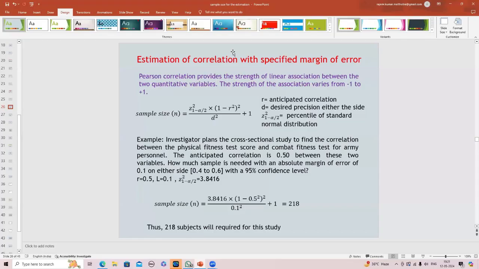Yes, anybody? Sir, I have a question, sir. Supposing we are taking a non-probability sampling, let's say convenience sampling or snowball sampling, how would it affect our sample size calculations?